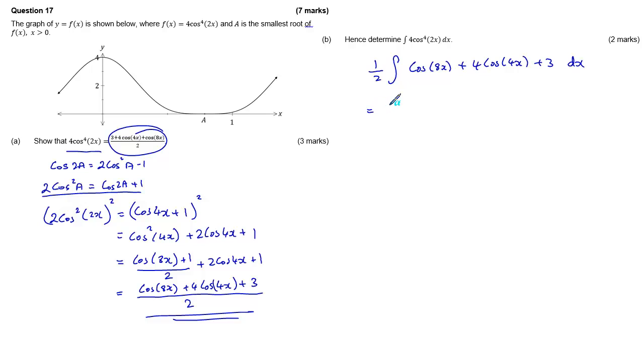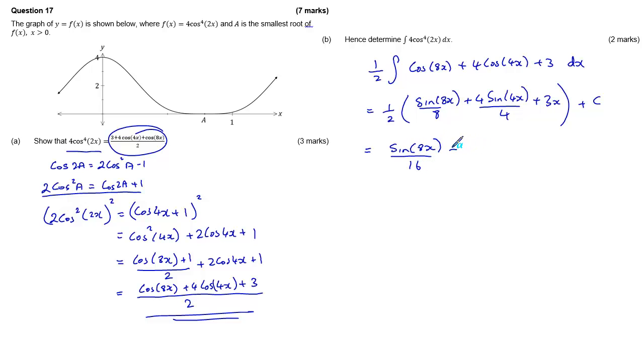So that's a half of, integrate cos, we get sine, so sine of 8x over 8. Then we've got 4 sine 4x over 4. Add 3x plus a constant. So that's going to be sine 8x over 16 plus sine 4x over 2, because these 4's cancel, plus 3x over 2 plus a constant.